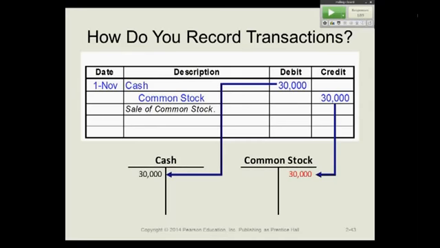All right, so it's a good question. So that's the difference. The journal keeps everything in one place, then we split it, and we then post it to the general ledger.